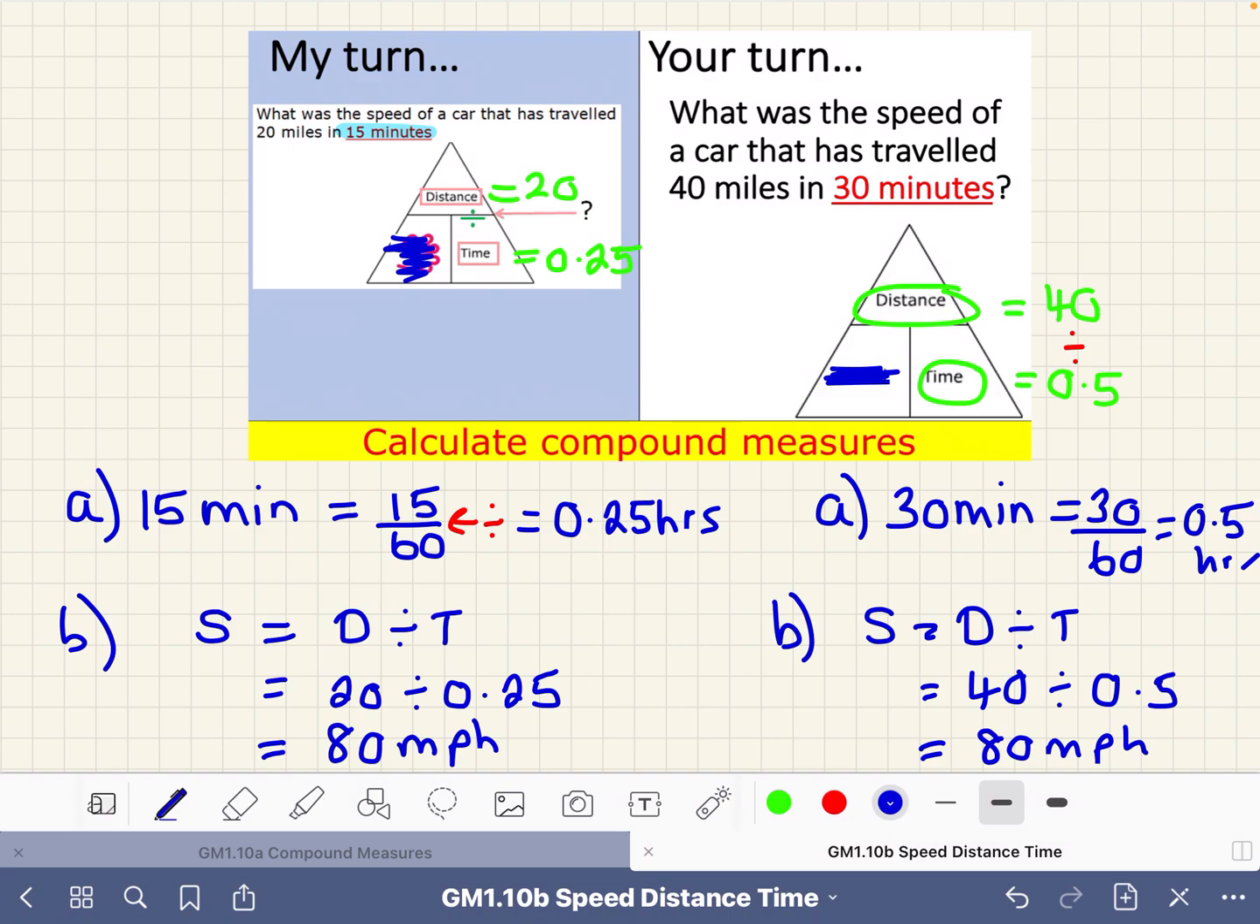In the exercise, you will have a mixture of questions where some values are given in hours for time and others are given in minutes for time. Remember, if you are given minutes, as you are in this question, you must do this calculation before you go on to calculate using the formula triangle.